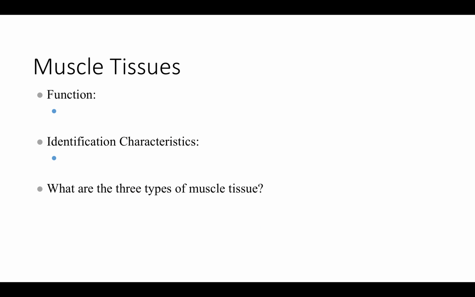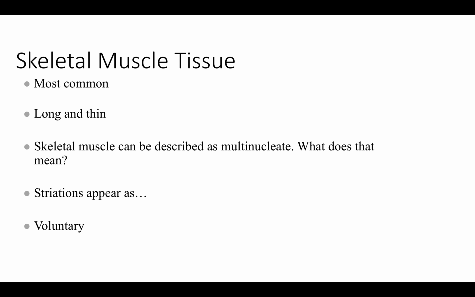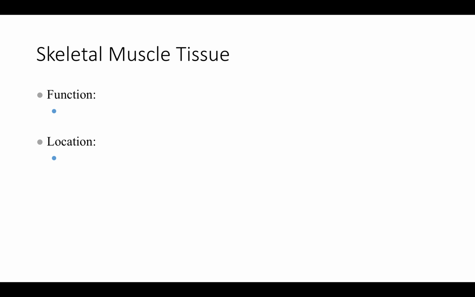Then we took a look at muscle tissues. Muscle tissues, you need to know that they're specialized for contraction. And we're going to go through the identification characteristics of each one of the three types. The first being skeletal muscle. Skeletal muscle is the only type that allows for voluntary movement. They're striated, which means they have stripes, and they're multinucleate, and we find them attached to our bones.